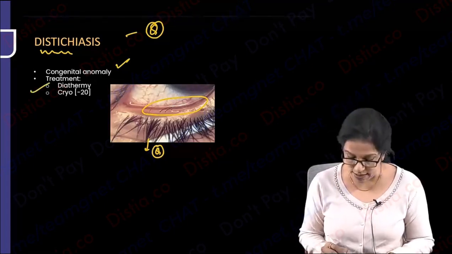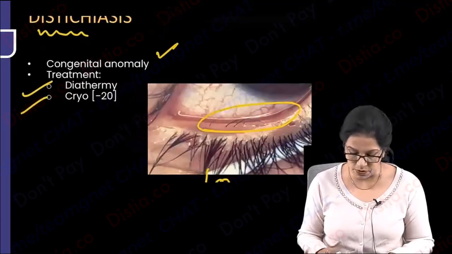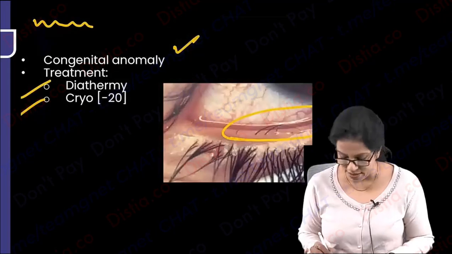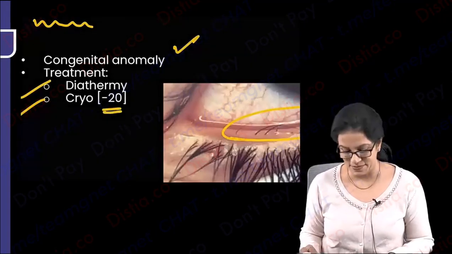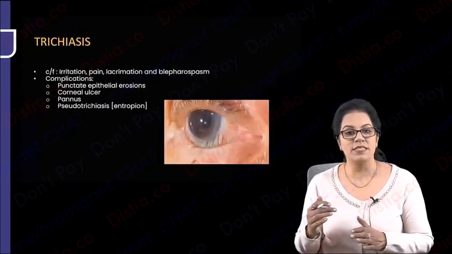How to do that? Diathermy or cryo. We want to damage these eyelashes. The temperature of the cryo that we use is minus 20 degrees centigrade. Come to the next one, which is trichiasis.